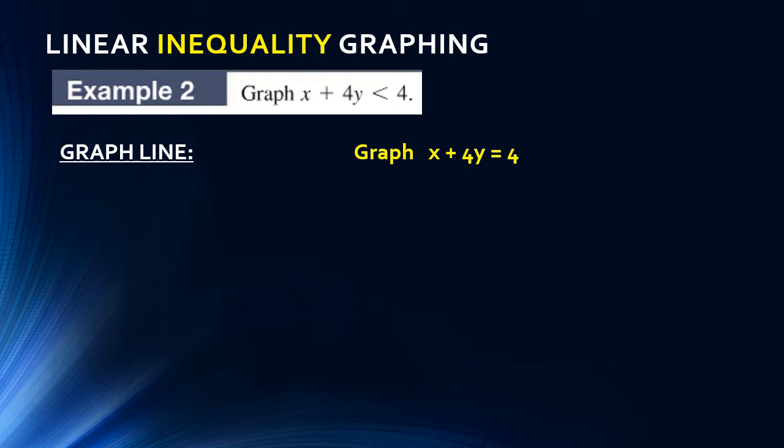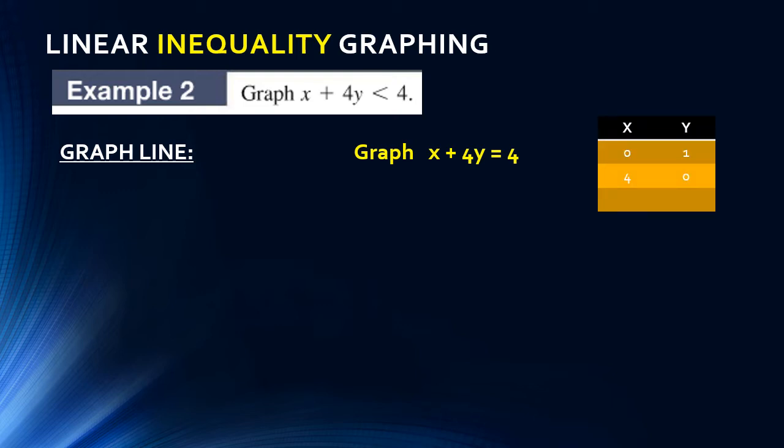So the first thing we're going to do is graph x plus 4y equals 4. We're going to find some points. Here I just found the x and y intercept. Kind of cheated a little bit as I didn't do a third point. And since it's less than 4, not less than or equal to, we're going to use a dotted line.